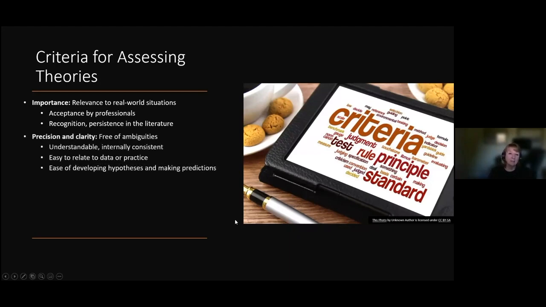Precision and clarity. Is it free of ambiguities? Is this theory understandable? You know, could you explain it to your mother so that she could understand it? If not, you need to make it simpler, because a lot of the people reading the paper may have no idea what you're talking about. If they can't understand your theory, then they're not going to like your article. So make sure you can explain it clearly.